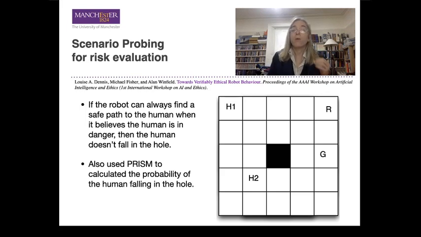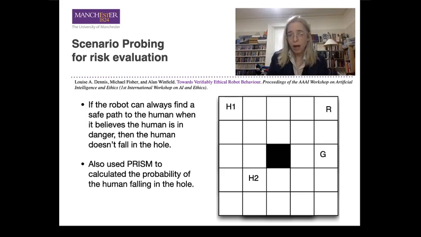But one thing we're able to do with the MCAPL framework is export the models it creates of the system behaviour into other model checkers. And in particular, there's a model checker called PRISM that allows you to calculate the probabilities of outcomes over all possible execution runs through the system. So we were able to take this scenario out of the MCAPL framework, plug it into PRISM, and ask, what is the probability that a human will fall in the hole given the kind of ethics we've implemented?